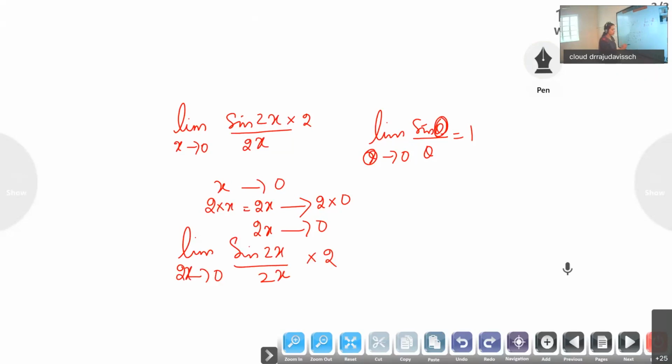Now, what is the answer for this one? What is limit theta tending to 0 of sine theta by theta? It is 1 into 2, which is same as 2. Is it okay, children? Is it okay, Aryan? Is it clear? Aishwarya? Yes, ma'am.